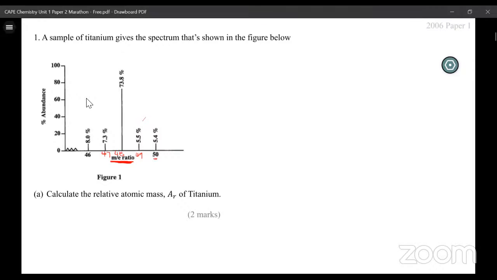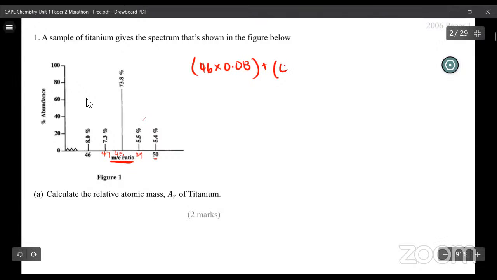So what you want to do to calculate this is multiply the isotopic masses by the percentage abundances and add them up. So this is 8%. You can either write it as 8/100, or how I like to do it, as 0.08, right? And you want to add that to 47 times the percentage here, which is 7.3%, the same as 7.3 over 100, or 0.073.